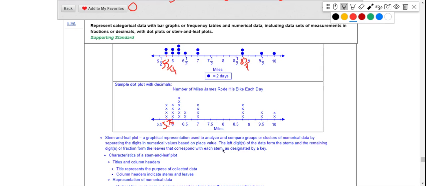So if I was to ask you how James rides his bike, what length the most? The most. Okay. So the most is my keyword. And I want to know what the length is, how many miles does he ride the most? So I look at my dot plot, and I notice that there's more X's right here. So I know that he rode his bike more this length, but I need to find this length. Okay, so what's between 6 and 6.5?